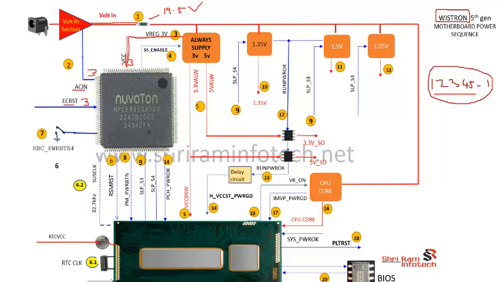The battery charging section sends one signal, the adapter current present. AC in means the adapter current; AC adapter in is informing that the adapter is present, and that generates 3 volt here. And this is called the EC reset. EC means the embedded controller.